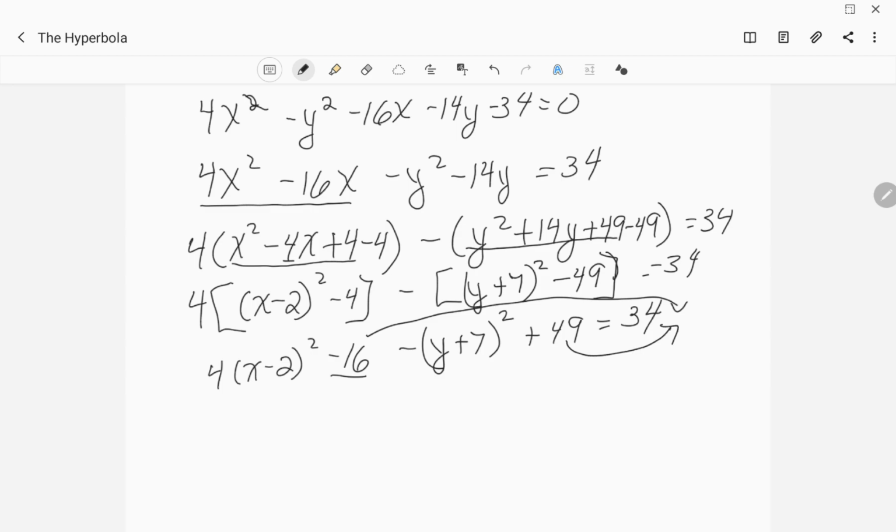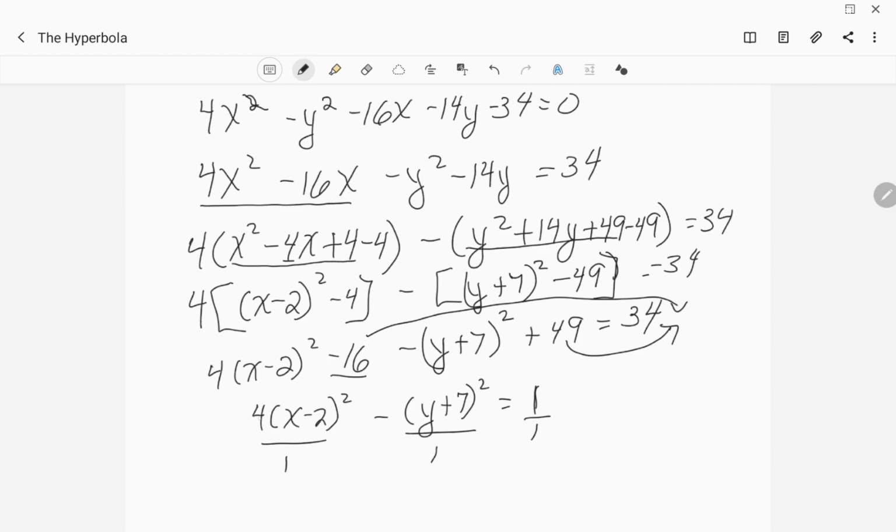And I'm going to take the plus 49 and move it over here. And I have 4 times (x minus 2) squared minus (y plus 7) squared, and 34 plus 16 is 50, minus 49 is 1. Now, it should equal 1, but the problem is I have a 4 here. So I'm going to think of this kind of oddly. I'm going to say, what if I divide everything by 1?